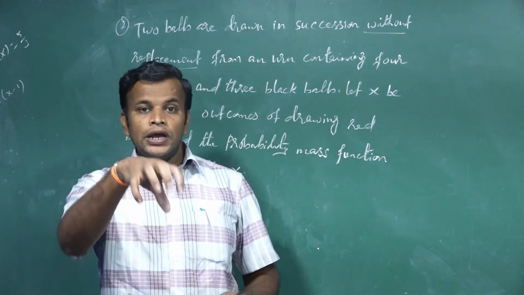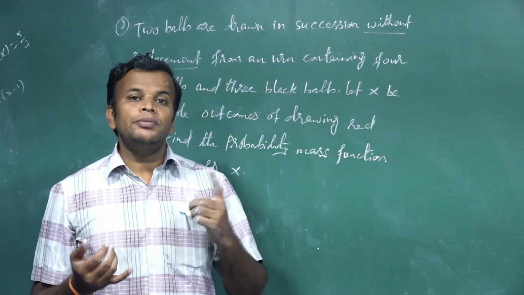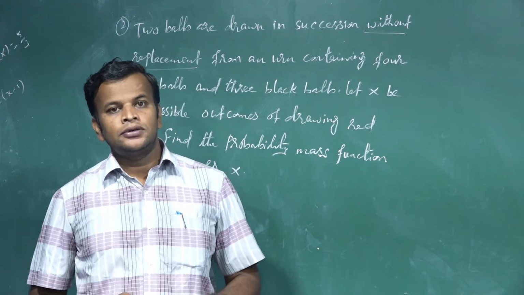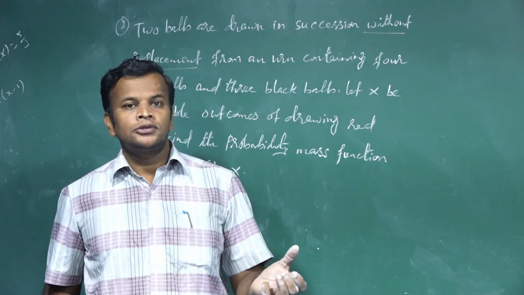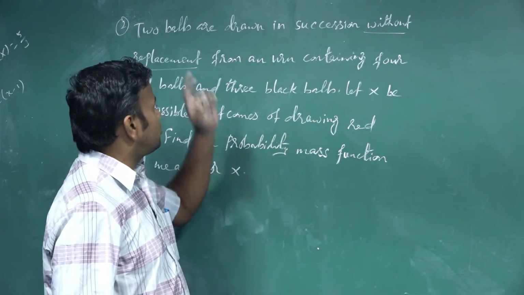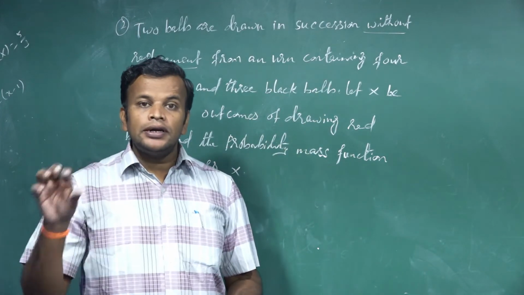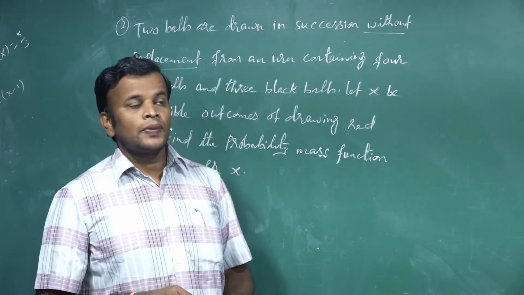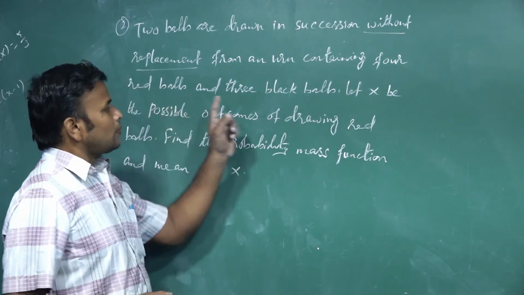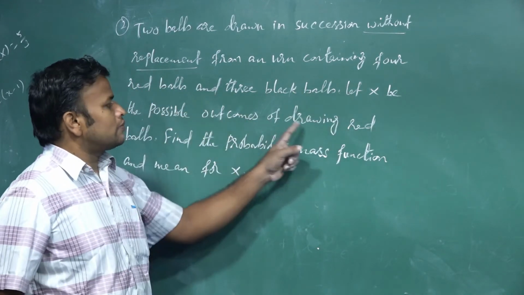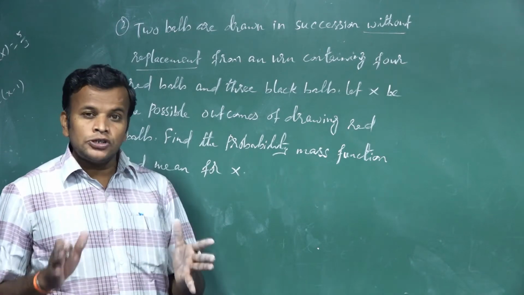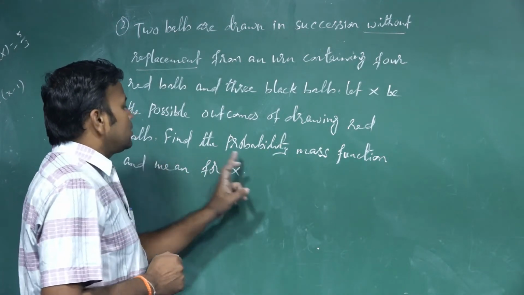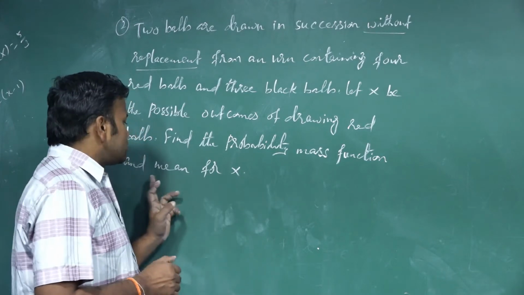That means if you take one ball, it may be red or black. Then the ball is put outside of the vessel. Then we take one more ball. So this is the concept of without replacement. One ball is already taken, and the ball cannot be put back in the same vessel. Then the question is, let x be the possible outcomes of drawing the red ball. Suppose we assume the success is getting a red ball. Then find the probability mass function and also find the mean.